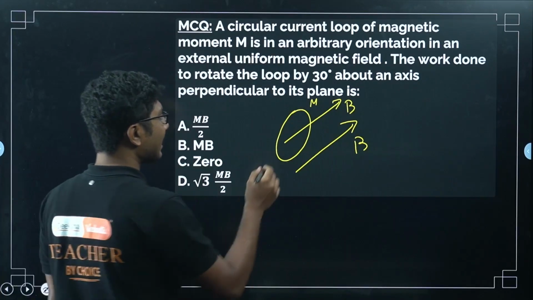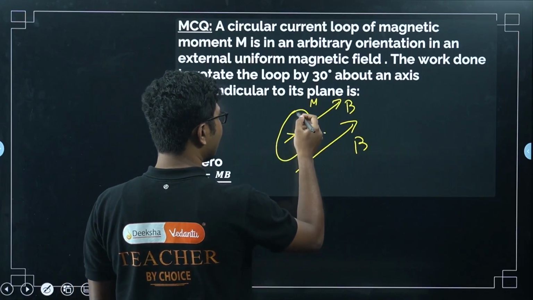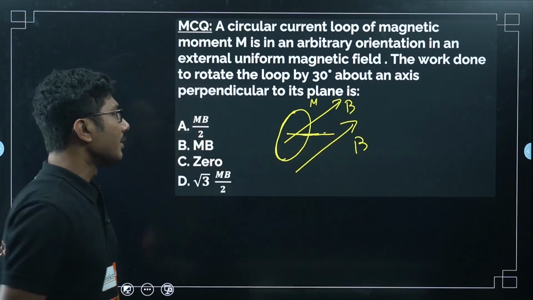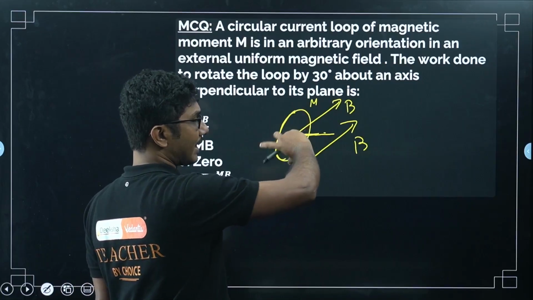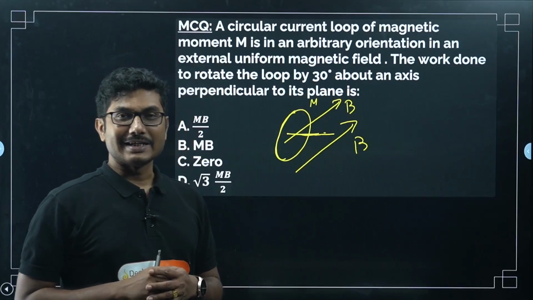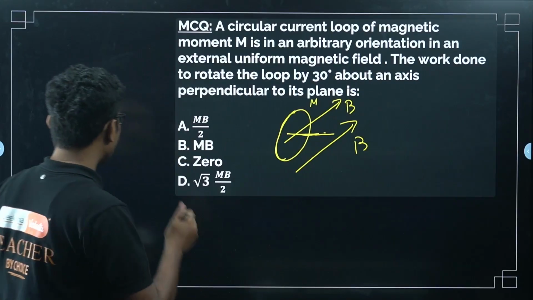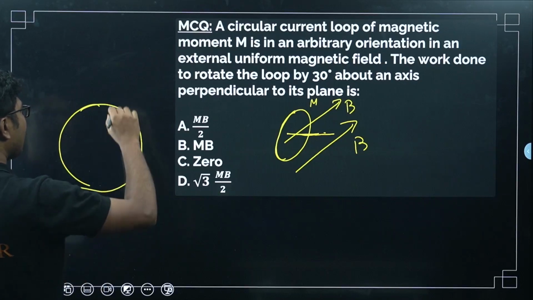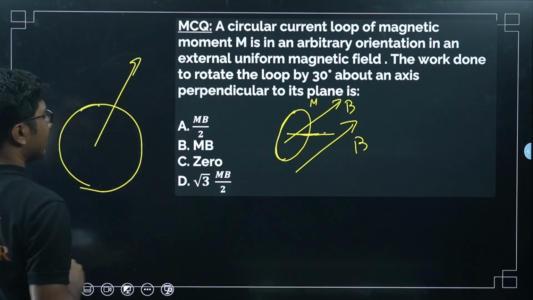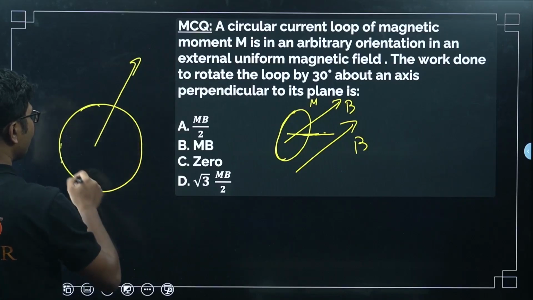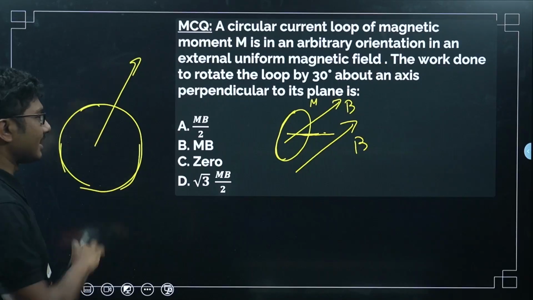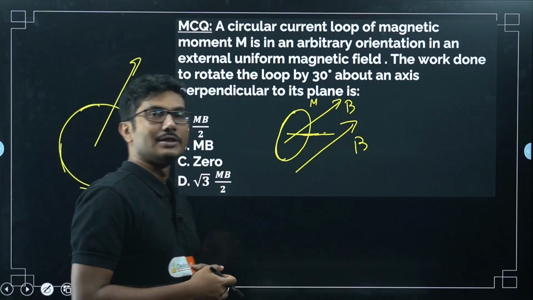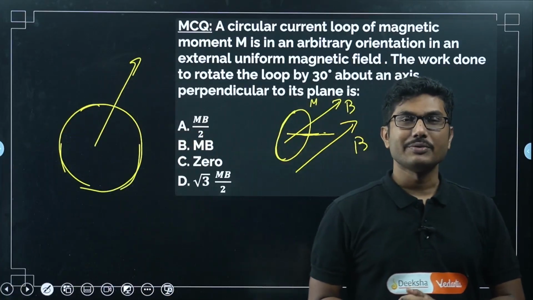Now they are asking what will happen if I rotate this loop along its own axis. If you rotate this loop along its own axis, is anything changing? Suppose this is the loop and some arbitrary direction was the magnetic field. Now if you rotate this loop in any direction, either clockwise or anti-clockwise, symmetry wise nothing is changing.